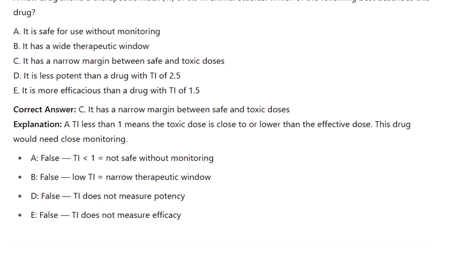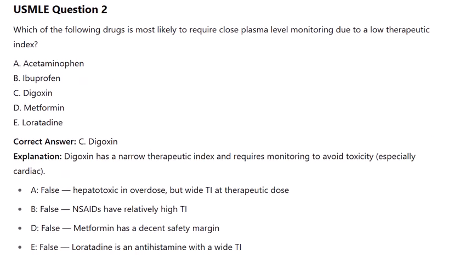USMLE Question 2. Which of the following drugs is most likely to require close plasma level monitoring due to a low therapeutic index? A. Acetaminophen. B. Ibuprofen. C. Digoxin. D. Metformin. E. Loratadine. Correct answer, digoxin.